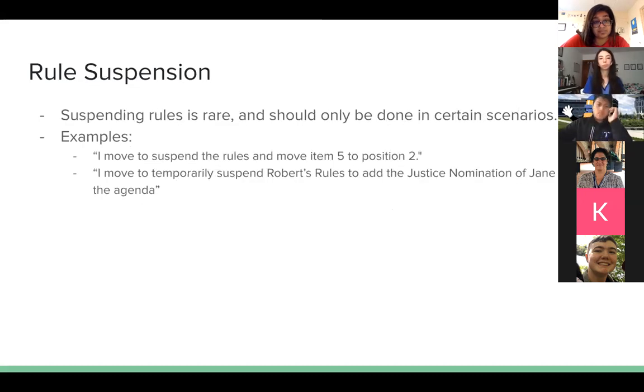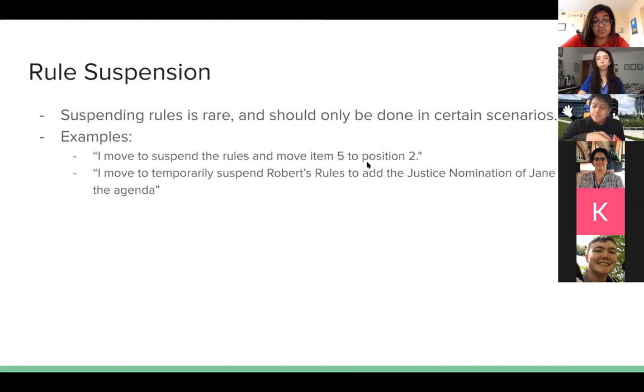And the last big type of motion is rule suspension. This is done if, for some reason, the agenda is not right or something like that. It's really rare that the rules are suspended in a big GA. They could be suspended more often in a committee meeting.